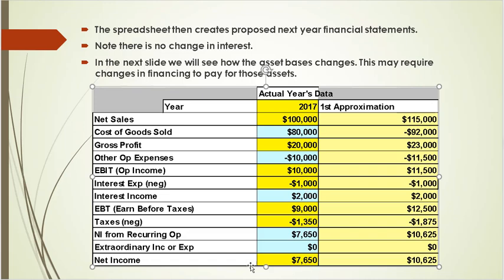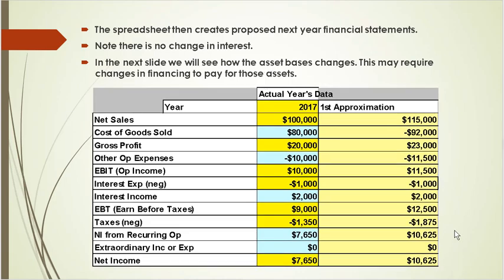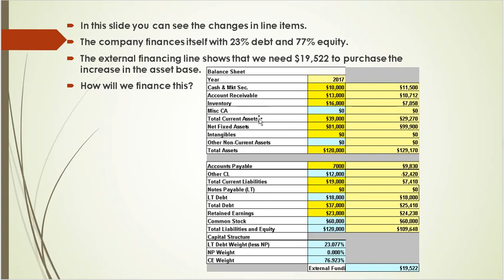And then it calculates a statement. So we predict at the end of year one, next year, we should have $10,625 in net income. We then create the balance sheet. And again, it uses the data we have above to create our balance sheet. Now what you'll see here is total assets predicted for next year is $129,000. But when you look at liabilities and equity, it's only $109,000.